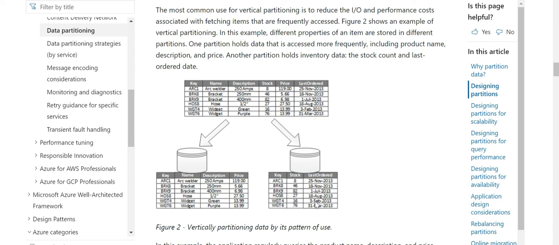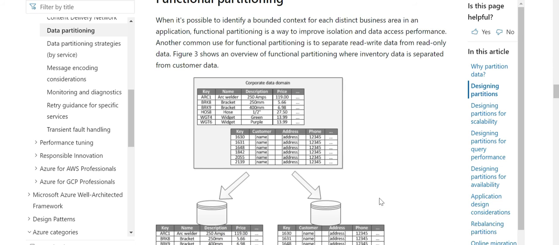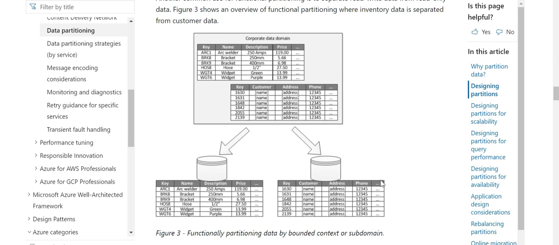And there will be a common key so that you can join and you can get a compound data if you need it. Functional partitioning is like you create one partition for HR data, you create another partition for your employee data. It's similar to that. So here in this case, what they have done is they have two sets of data. Okay, there is a corporate data domain and customer data. So they have kept this set of data in one partition, this set of data in another partition.